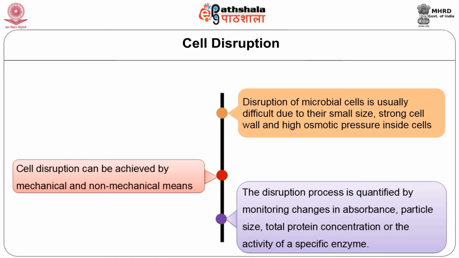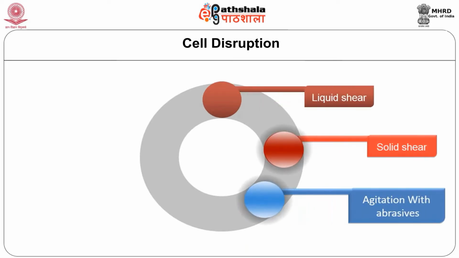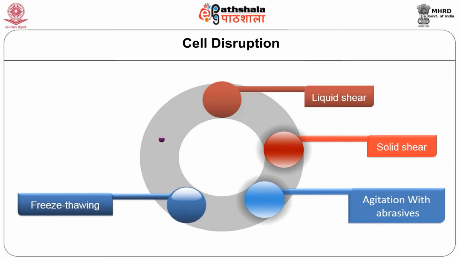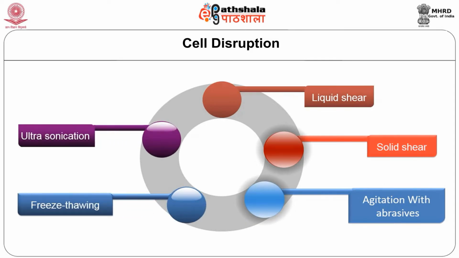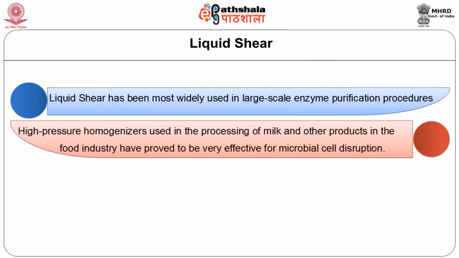Several mechanical methods are available for cell disruption. Mechanical cell disruption methods include liquid shear, solid shear, agitation with abrasives, freeze thawing and ultrasonication. Now, we shall consider these mechanical cell disruption methods one by one. Liquid shear has been most widely used in large-scale enzyme purification procedures. High pressure homogenizers used in the processing of milk and other products in the food industry have proved to be very effective for microbial cell disruption.